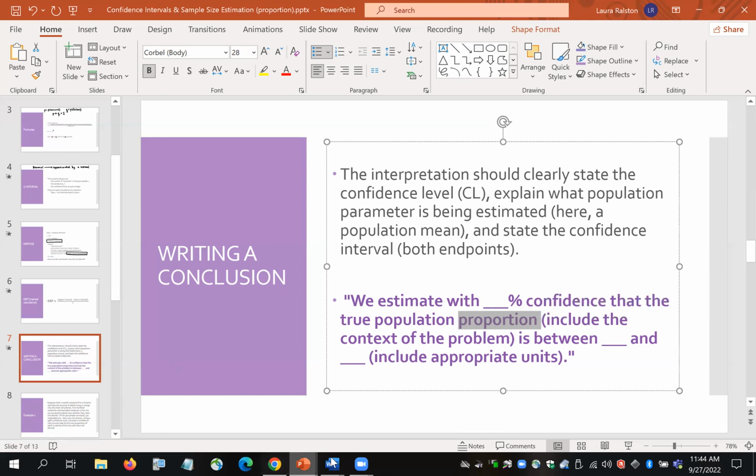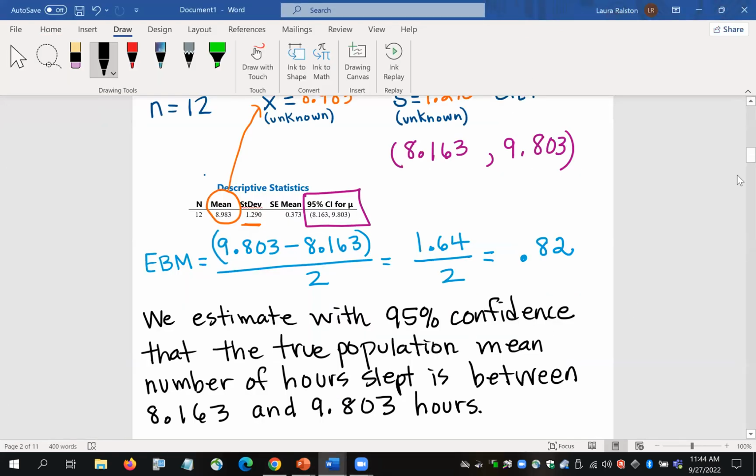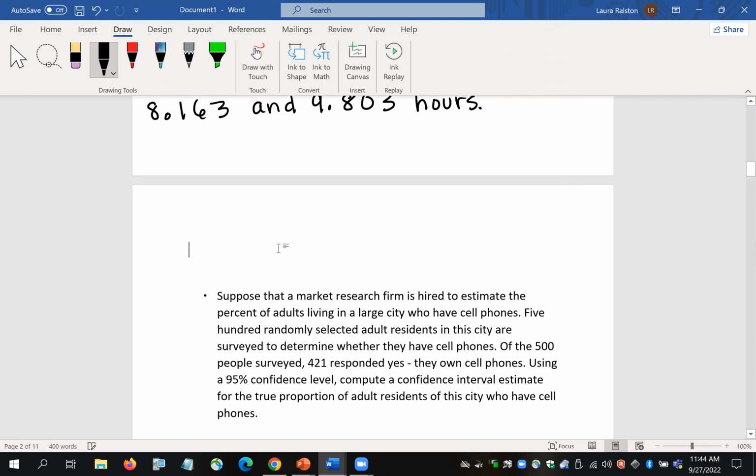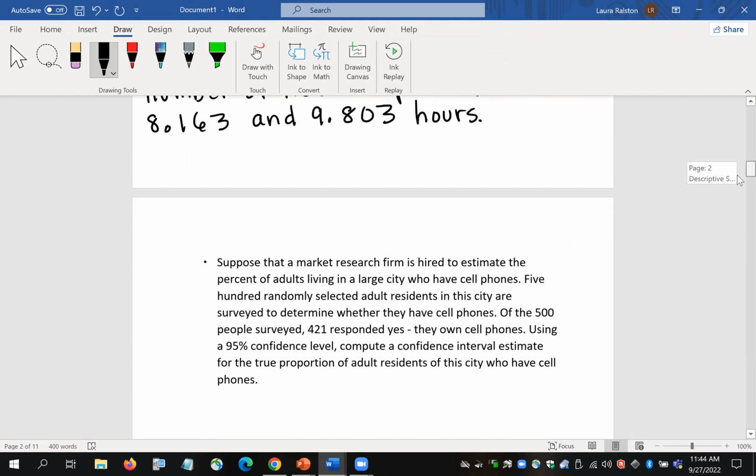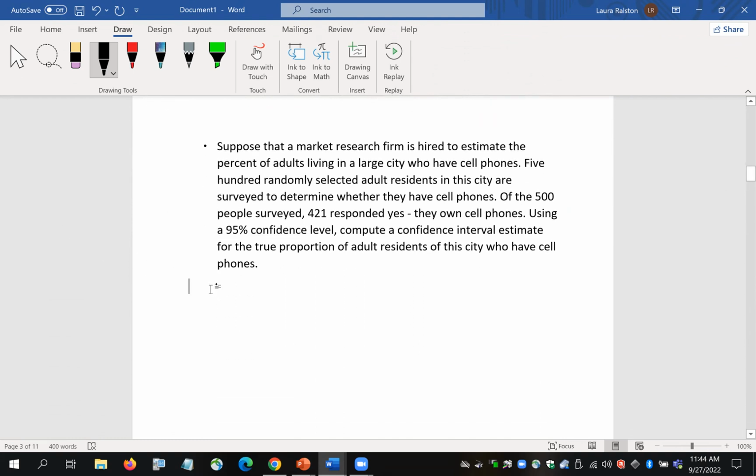Okay, so again, we have some examples, and I carried them over to a Word document so we could look at them together. It says, suppose that a market research firm is hired to estimate the percent of adults living in a large city who have cell phones. 500 randomly selected adult residents in this city are surveyed to determine whether they have cell phones. Of the 500 people surveyed, 421 responded yes, they have cell phones. Using a 95% confidence level, compute a confidence interval estimate for the true proportion of adult residents of this city who have cell phones.